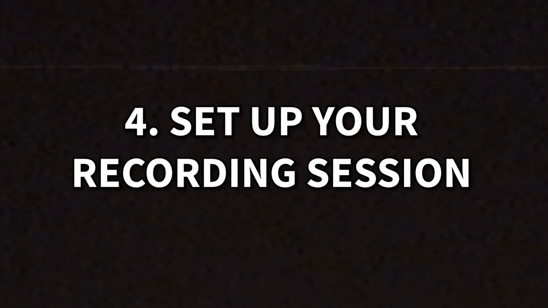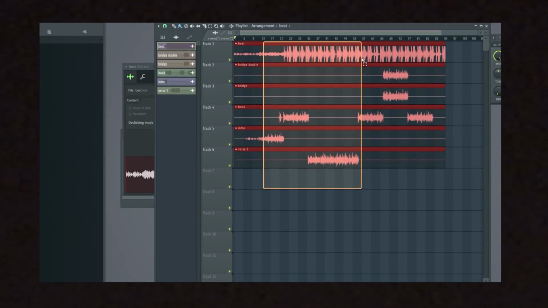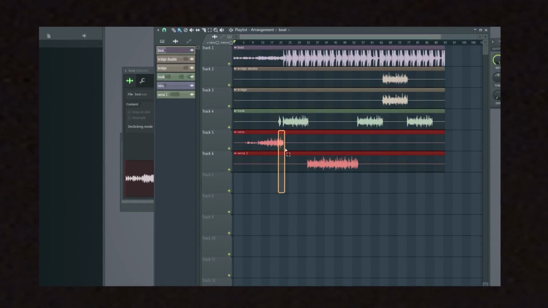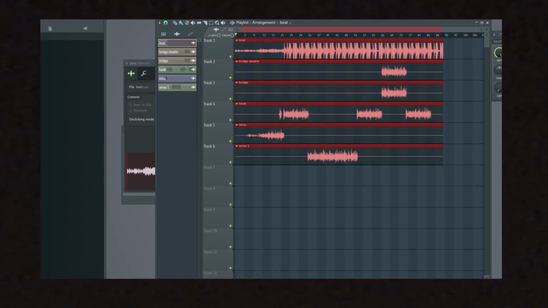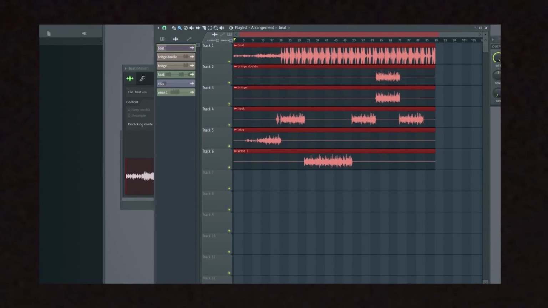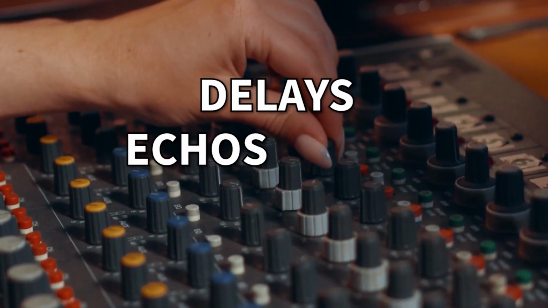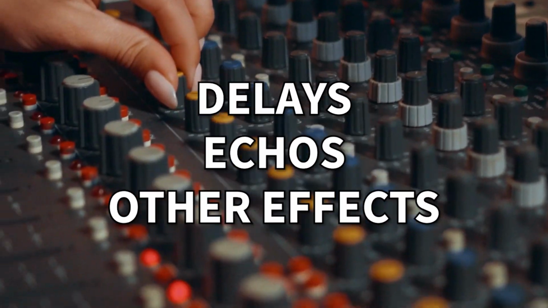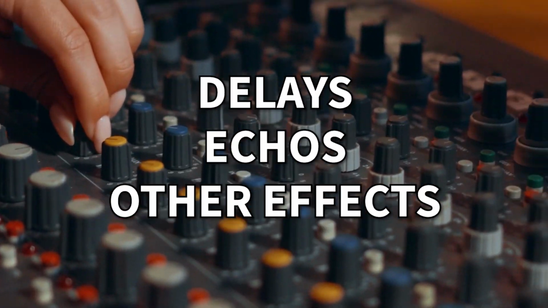Step number four is about getting your sessions ready to record. This means getting your beat and or beat stems in a quick and organized fashion. Finding the tempo of your beat is one of the most important things you can do towards the beginning of your session. This is super important because the tempo of that beat will drive the entire session. Your delays, echoes, and other effects are driven by the synced tempo. And if we don't set it right at the beginning, we're gonna have huge issues later on.